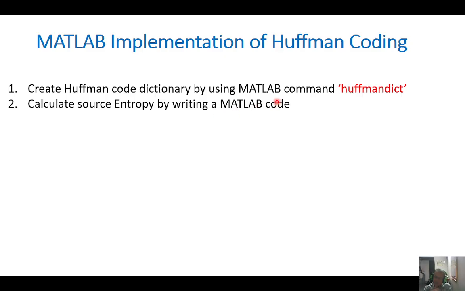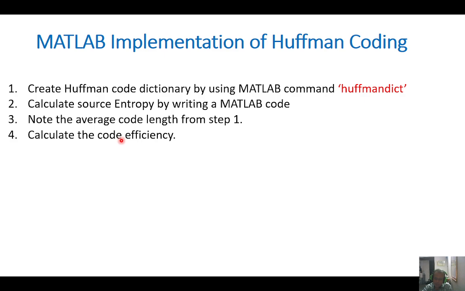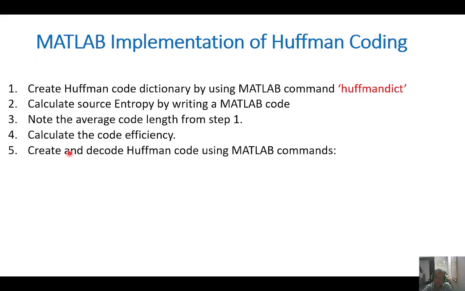We have seen the formula for the entropy. It is a single step formula, and the same formula you write in MATLAB. Third, note the average code length from step 1. When you use the command for generating the code dictionary, you will get the average length, so note down the average length you get from this command. Calculate the code efficiency. It is a ratio of two numbers. Create and decode the Huffman code using MATLAB commands.